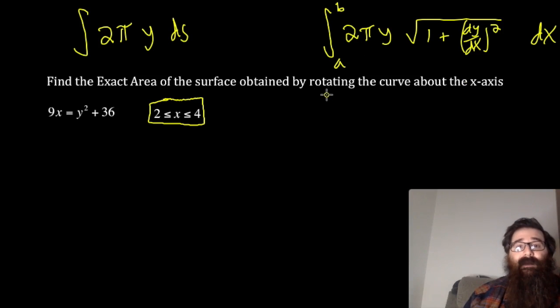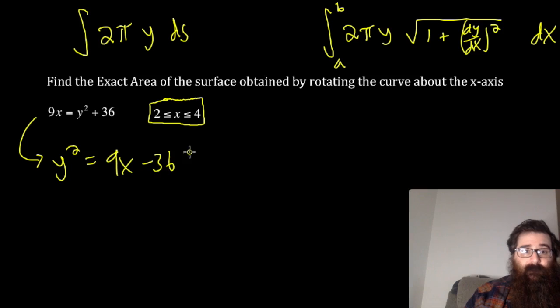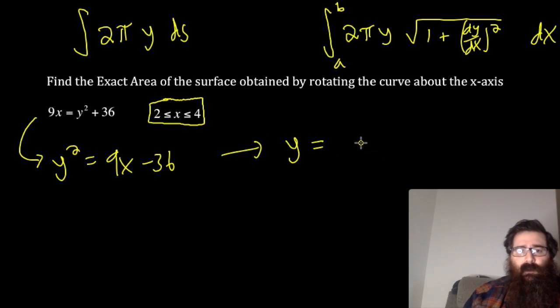Now, since I want to get everything in terms of x, I want x to be the variable that I'm integrating with respect to. That means I really want to try to solve this equation for y as a function of x. So here I can solve for y squared first. y squared is going to be 9x minus 36. And then I can take the square root, and we can talk a bit about this. So here we're going to get y is equal to, when I take the square root, I'm going to actually factor a 9 out. That's 9 times parentheses x minus 4.